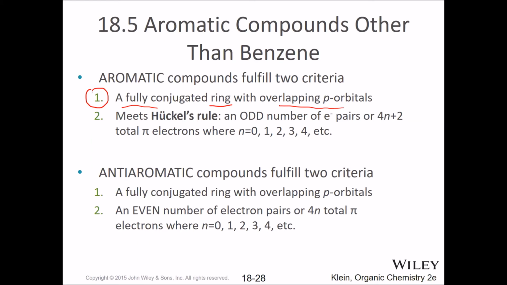All right, and the second one is it has to meet Hückel's rule, and that is that the number of pi electron pairs has to be an odd number, right? Or you have to have 4n plus 2 pi electrons. These are the same thing. All right, so Klein says two criteria. I'm suggesting there's sort of four things in here. All right, that's an aromatic compound.